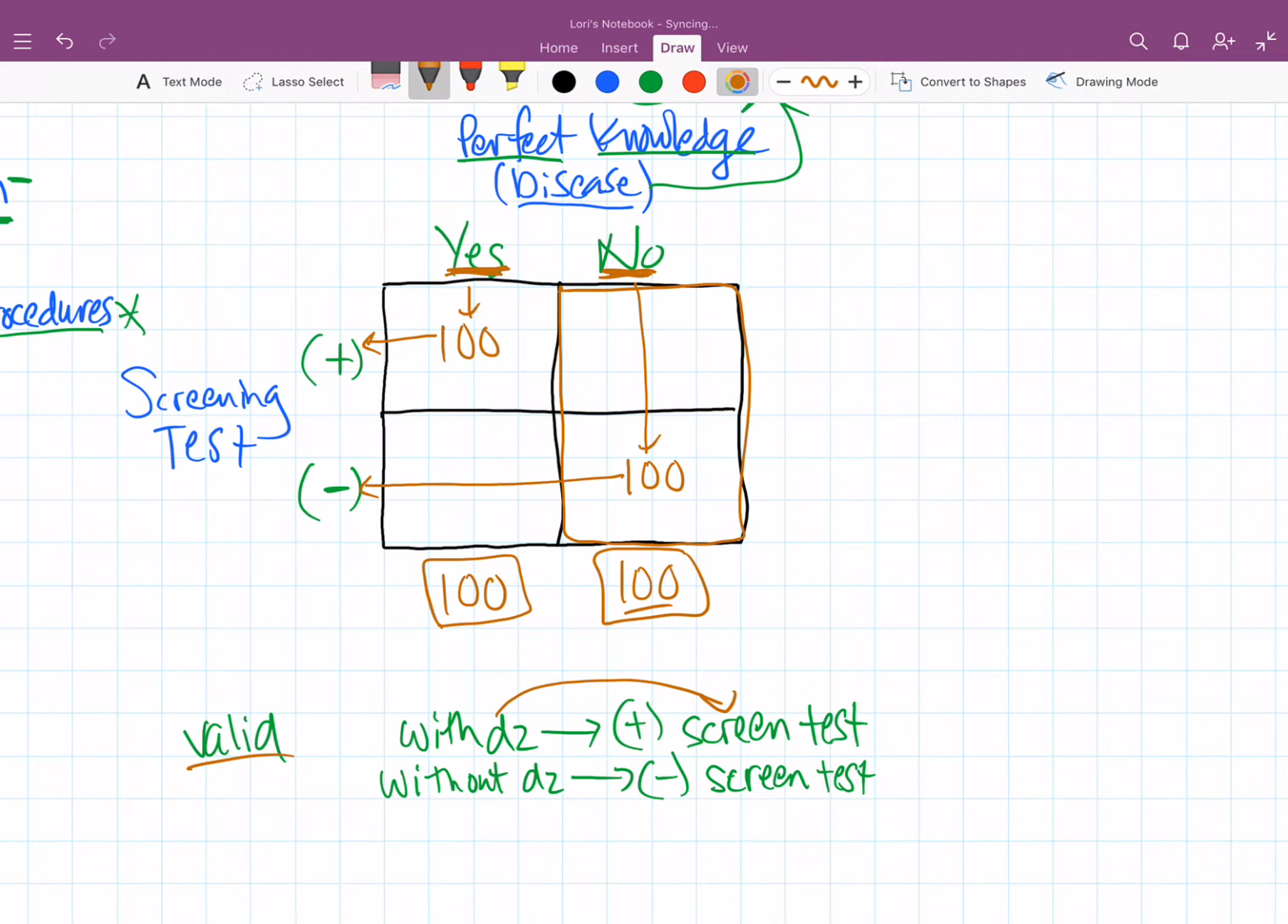What we know about this, let me see if I can get rid of some of these lines. Oops, we'll put that back.